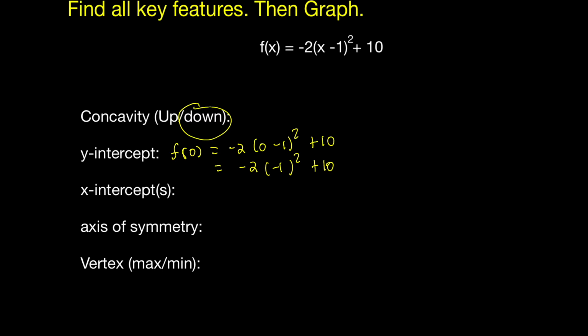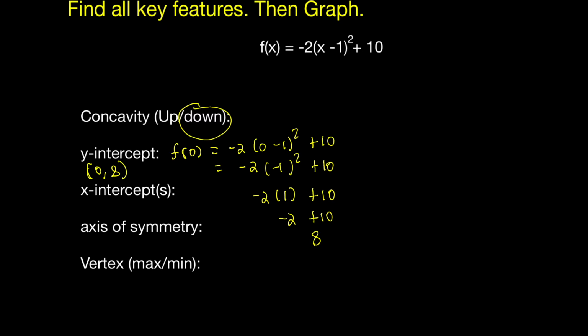So we get negative 2 multiplied with 1 plus 10. Negative 2 times 1 is negative 2. And then if we add 10, we're going to be left with 8. So here is my work for the y-intercept. So the y-intercept is going to be at 0, 8.